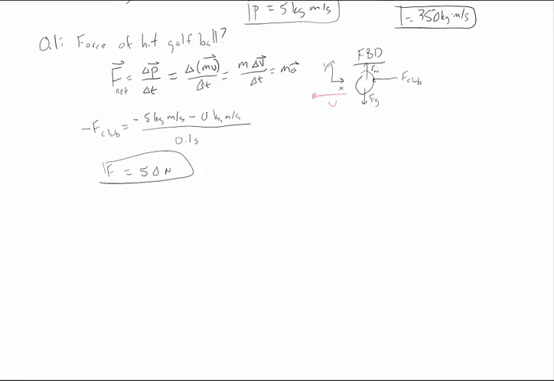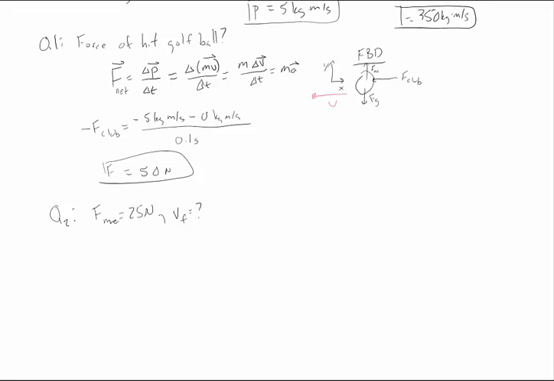Another thing we could ask is, okay, let's take me, who can provide probably about half the force of a professional golfer, and see how fast I can make it go. So if we say that my force is equal to 25 newtons, how fast can I make the golf ball go? Well, this is great. We can actually just work this backwards.